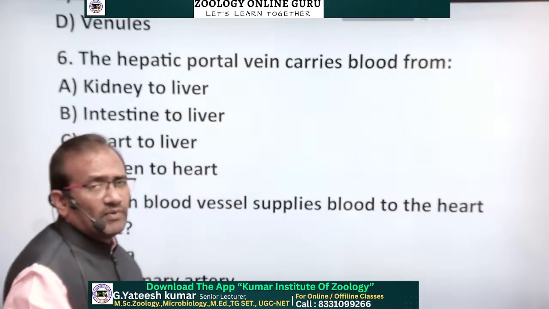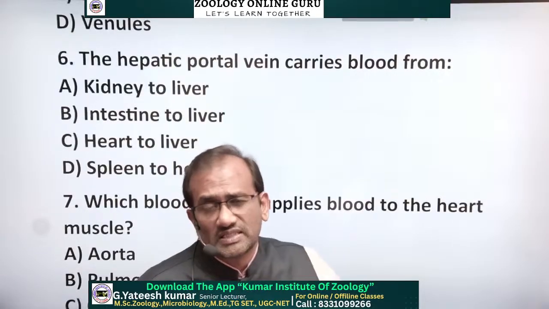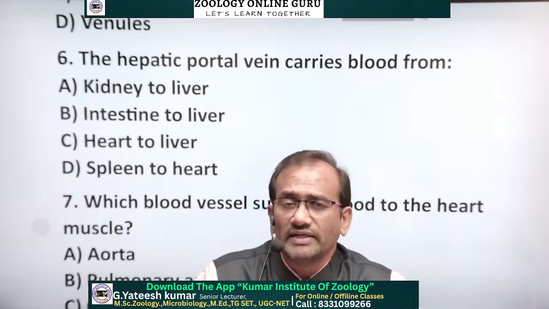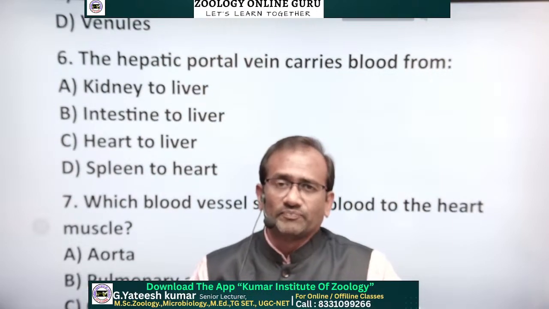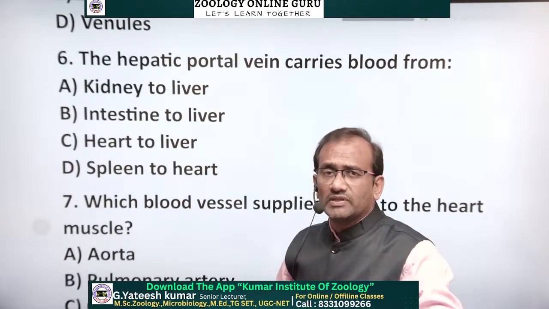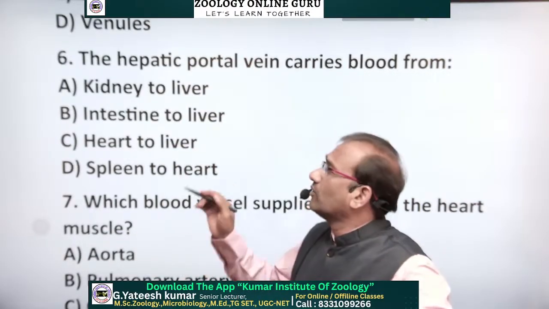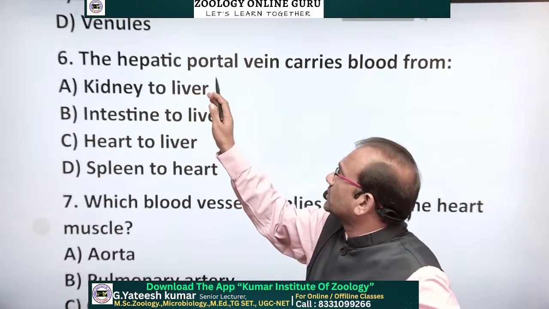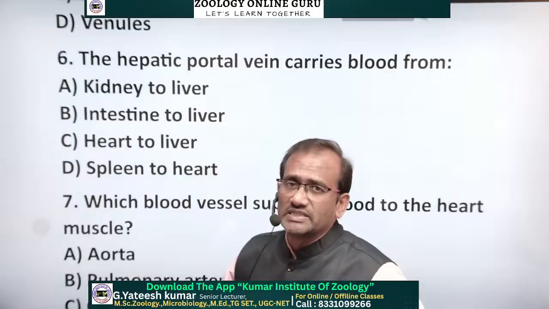So in the animal body, two types of portal systems are present. One is the hepatic portal system and the second one is the renal portal system. In our body, we have only the hepatic portal system. In amphibians and reptiles, they have the renal portal system also. But coming to the hepatic portal system, what is the meaning of portal system?